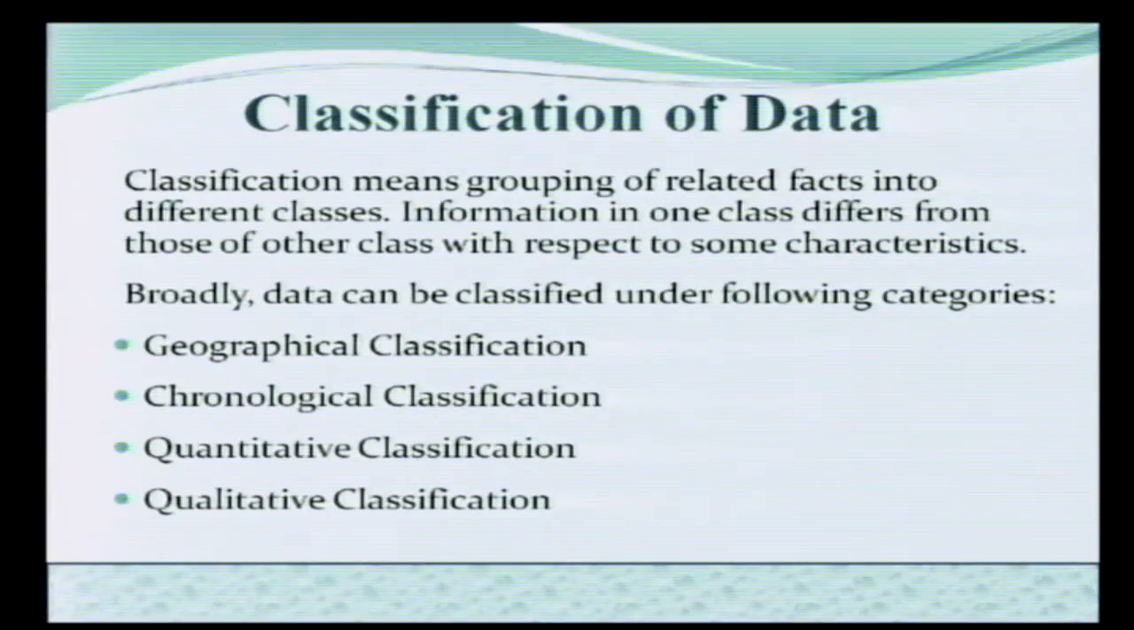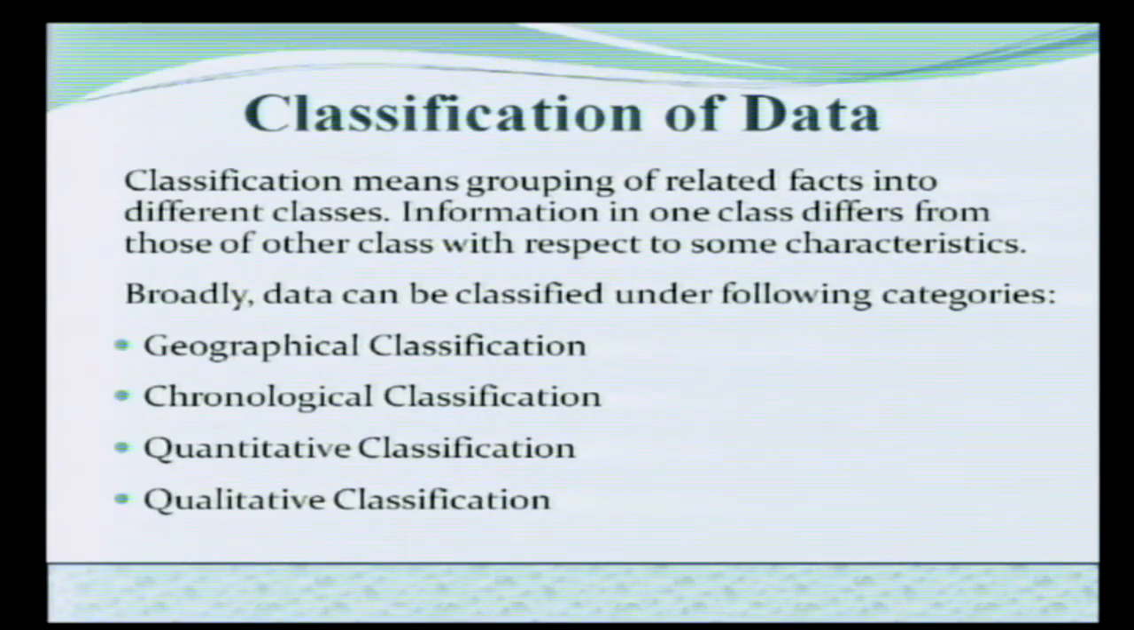After the collection of data is completed, we have to classify the data in different categories. So if we have gathered information from different sources, it needs to be classified according to the different characteristics and the different criteria involved in that particular information. Classification means grouping of related facts into different classes. Information in one class differs from the other class with respect to some characteristics.